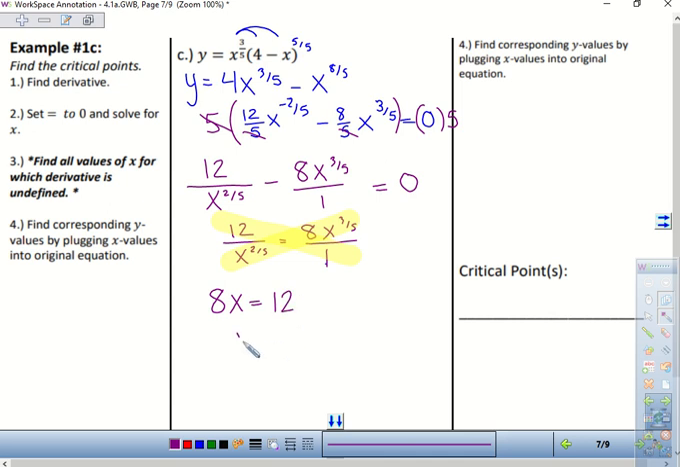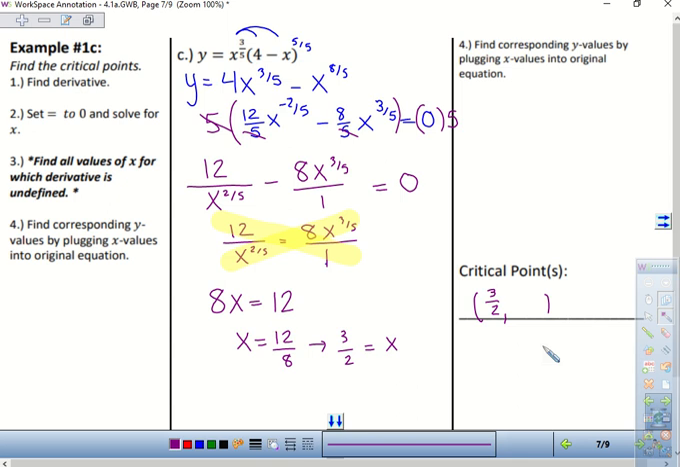12. So x equals, which is 3 over 2. So 3 over 2 or 1.5, right? So that's one of our critical points.